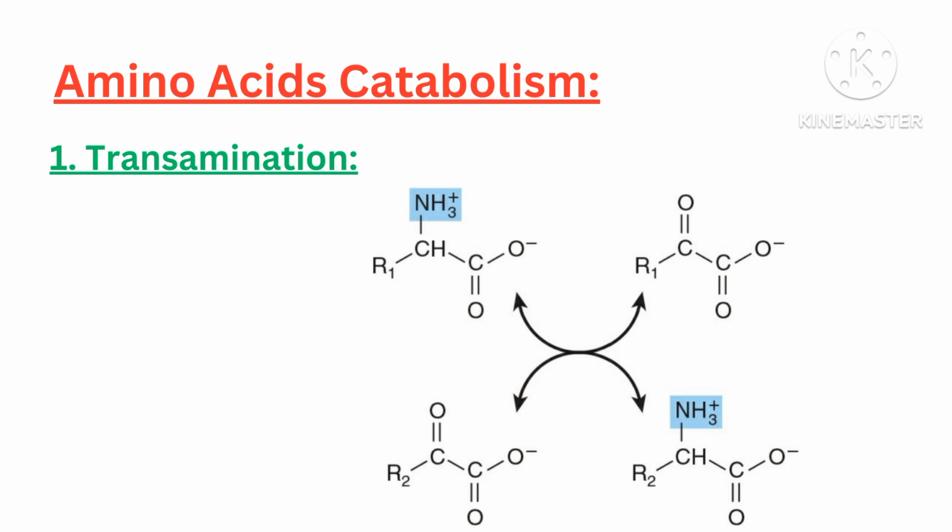First step is transamination, which involves transfer of an amino group from an amino acid to an alpha-keto acid by enzymes transaminases, also called aminotransferases. Cofactor involved is pyridoxal phosphate, PLP, derived from vitamin B6. Here is an example: alanine and alpha-ketoglutarate form pyruvate and glutamate.